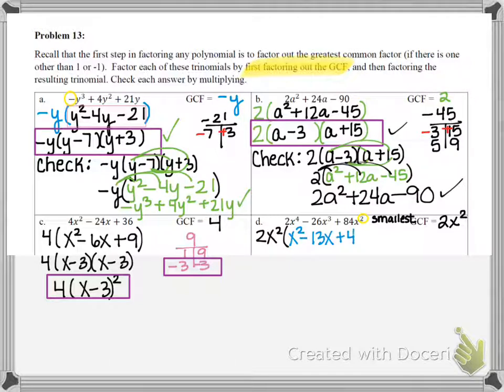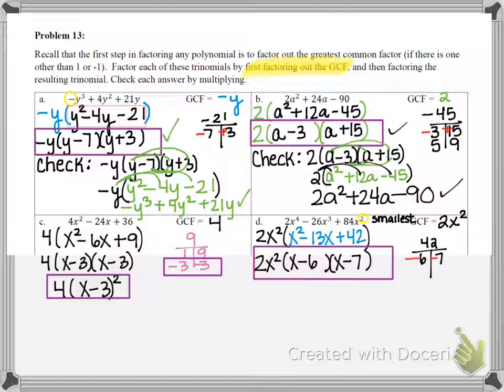So the trinomial that it leaves behind is x squared minus 13x plus 42. So I need numbers that multiply to 42 that add up to negative 13. So 6 and 7 are the correct numbers. They both need to be negative because they have to multiply to a positive 42 but add up to a negative 13. So I keep my 2x squared on the outside. I never get rid of that. But then I make my skeleton for my two binomials, and I get x minus 6, x minus 7. And I'll leave the check up to you. We checked the first two. You can check part C and D on your own.